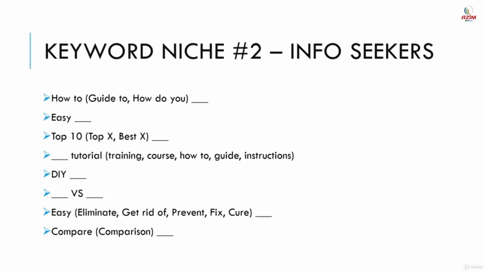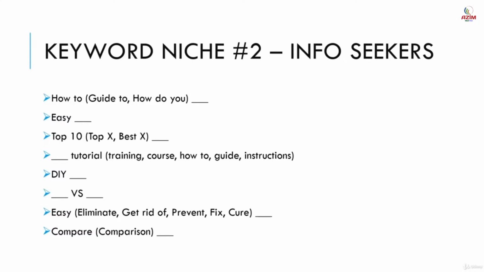So pair your seed keyword with some of these terms to create long tail keywords. First, how to, guide to, how do you, then the keyword: how to tie your tie. Next, easy: easy way to clean a stove. Next, I like to use top 10s or best 5. Just insert your number of choice, and then you can test and see if anybody's searching that. So top 10 men's suits.